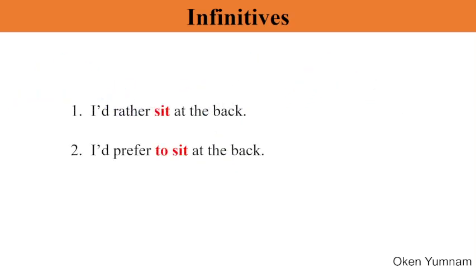And now let's see the examples here. I'd rather sit at the back. I prefer to sit at the back. You see, the first one is a bare infinitive without "to". The second one is a "to" infinitive because it has got "to". A "to" infinitive is easier to identify. A bare infinitive, we have to look a bit more closely.